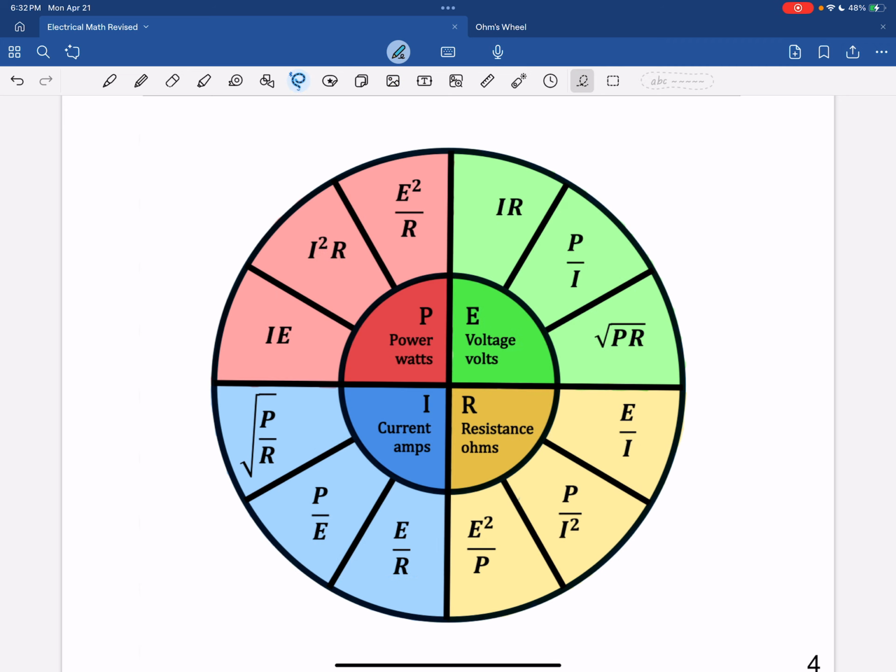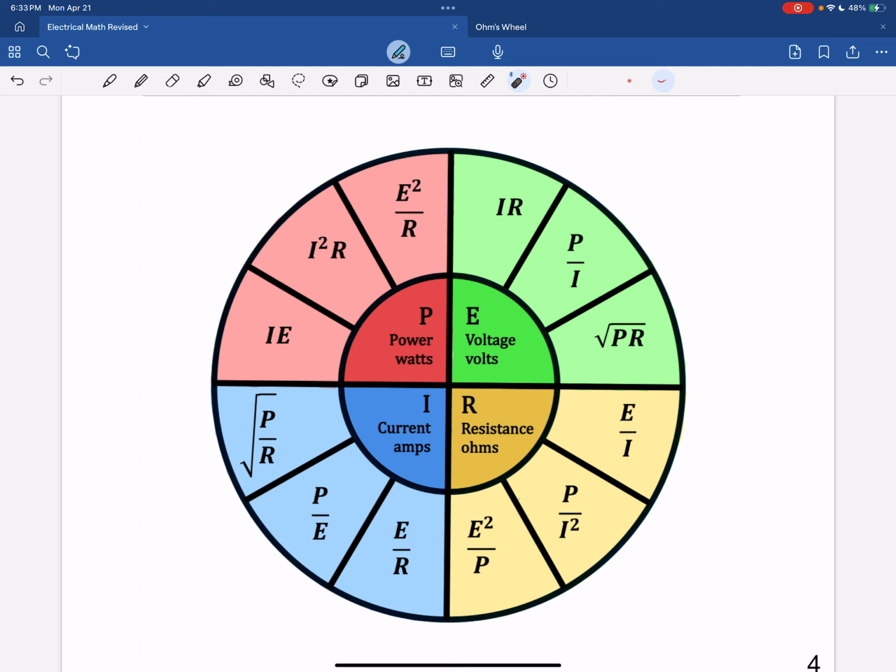Okay, so if you notice the center of the Ohm's wheel, which in your particular piece you can see through the cutout. It's this section right here, the center of this circle. You see those 4 variables. Red is power, E is voltage, R is resistance, and I is current. And the colors are completely arbitrary. They're just colors that I picked so that you could see the 4 quadrants of this wheel.